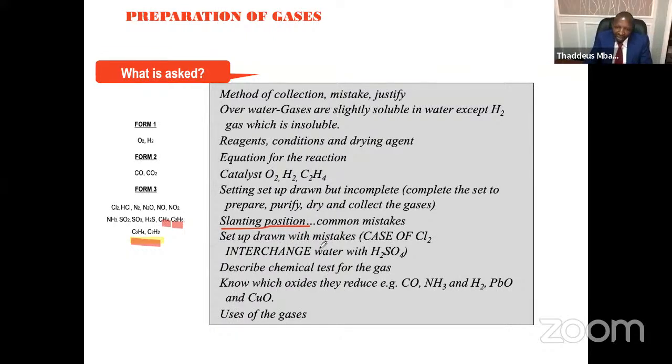The setup with mistakes, the case of chlorine. Of course, when you can be given the setup of preparation of chlorine, the examiner will interchange the order. You find that when you're preparing chlorine, you first of all pass it through water. Then you pass it through conc sulfuric acid to dry it. Then you collect it by downward delivery. So somebody can put conc sulfuric acid first, followed by water. That would be a mistake which many students may not be able to spot. Describe a chemical test.